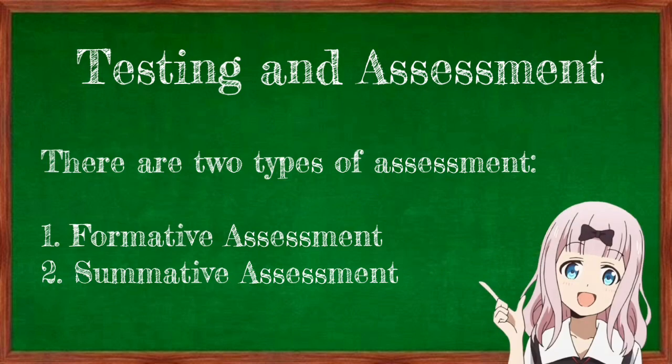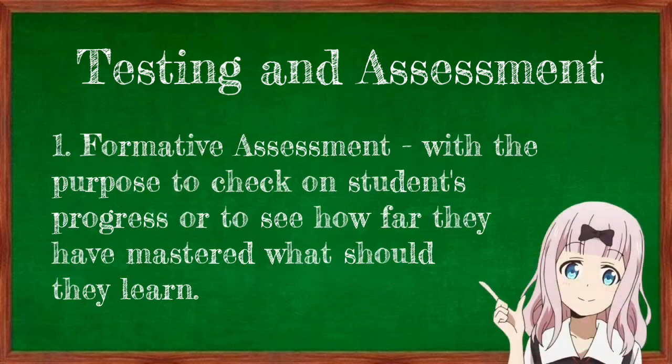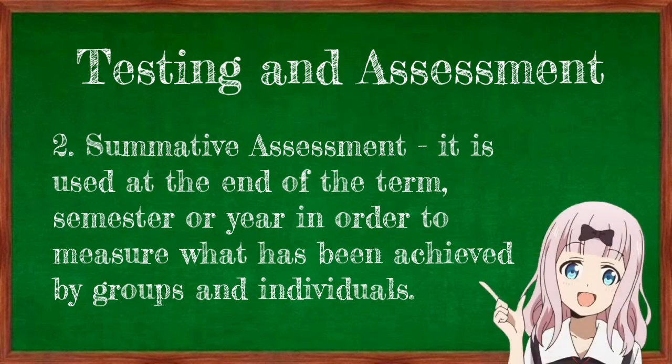Testing and assessment. There are two types of assessment. Number one is formative assessment, and the second one is summative assessment. Formative assessment is with the purpose to check on students' progress or to see how far they have mastered what they should learn. On the other hand, summative assessment, it is used at the end of the term, semester, or year in order to measure what has been achieved by groups of students and individuals.